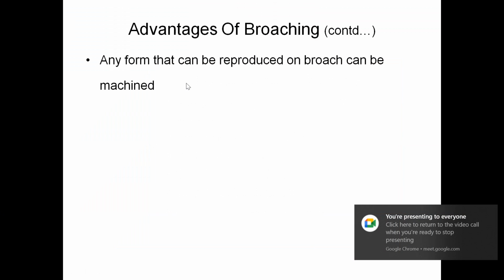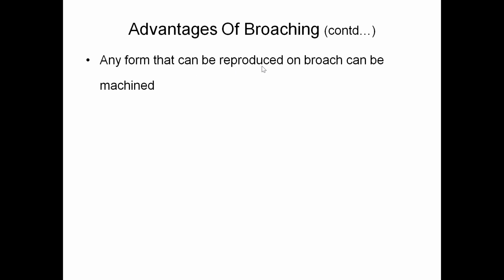Right, next advantage: any form that can be reproduced on a broach can be machined. We normally machine with this broaching machine. So any form of shapes, or simply we can say irregular shapes, the products can be reproduced through this broach tool.